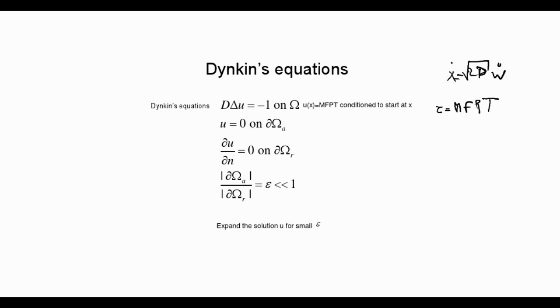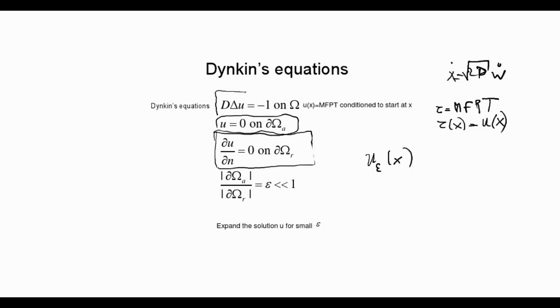this tau, which depends on the initial position, so we will write it tau of x, which is here called u of x, satisfies a partial differential equation which is D Laplacian u equals -1, u equals 0 in the absorbing part of the boundary, du/dn equals 0, which is a reflection on the reflective part of the boundary, and you would like to estimate u epsilon of x when epsilon, which is the ratio of the absorbing to the reflecting part of the boundary, is small. So this is the mathematical formulation of the problem.